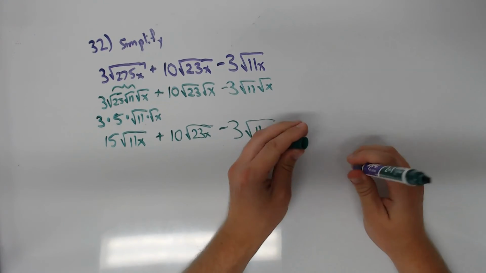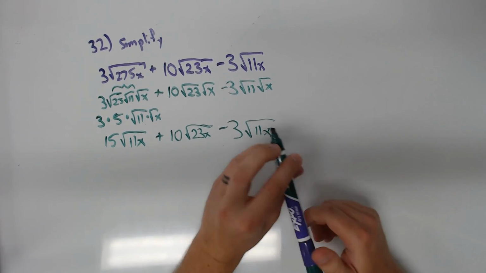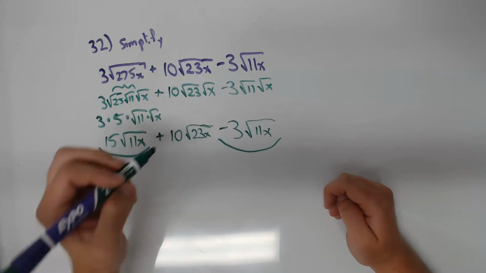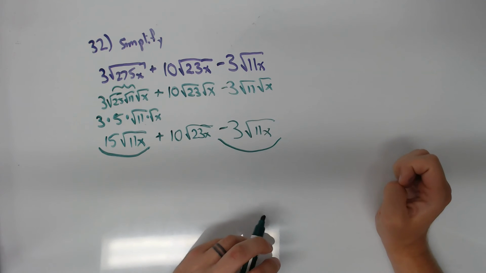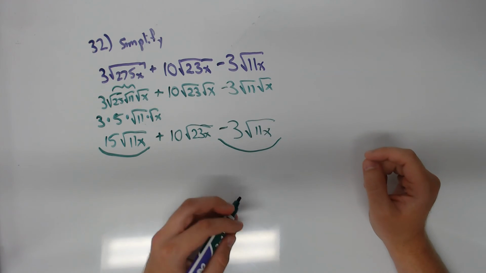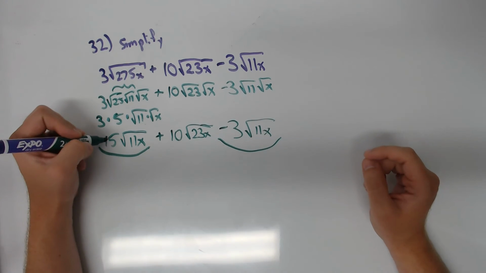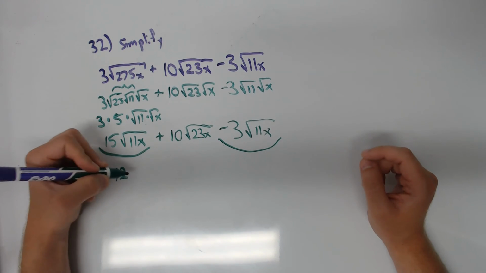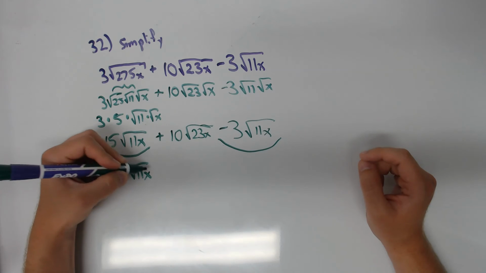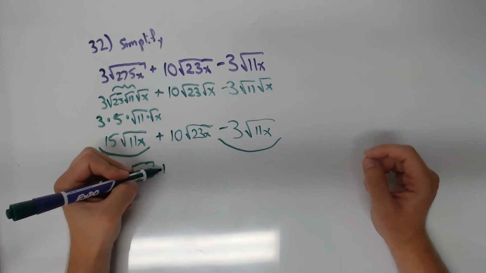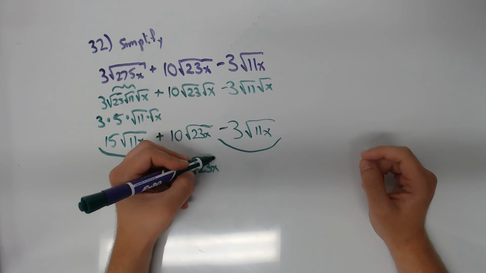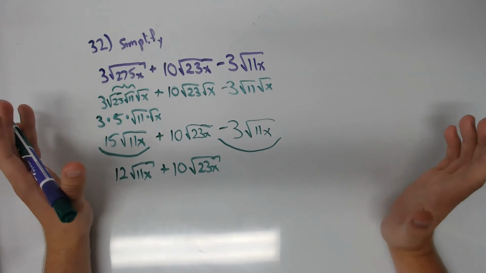Now that everything's simplified, we can look for like terms. Like terms are going to have matching radical parts. So these both have square root 11x. They have matching radical parts. So I'm going to do 15 minus 3. That's 12 root 11x plus 10 root 23x. We also have to respect variables.